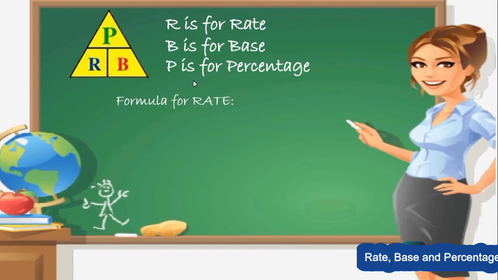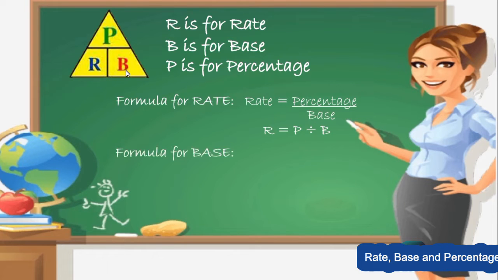Formula for rate. Rate is equal to percentage divided by base. This is the rate, and this is the percentage, and this is the base. So R is equal to percentage divided by base. R is equal to P divided by B.